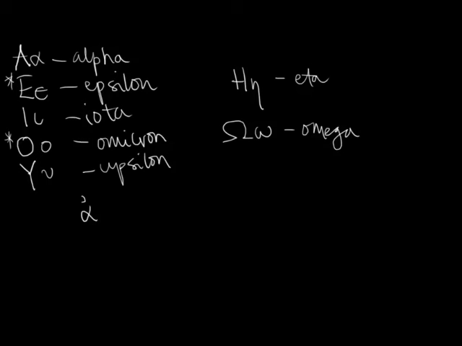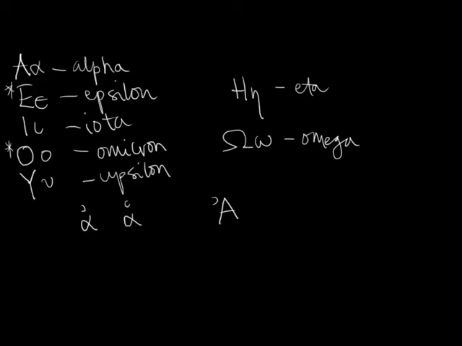But the one to look out for is a rough breathing, which has an apostrophe going the other way. And that just simply signifies that you put a h before it. So this would be a, and this would be ha. In lowercase letters, the apostrophe goes above. In uppercase letters, the apostrophe goes before the capital letter.